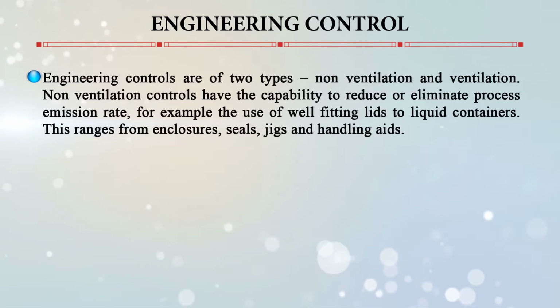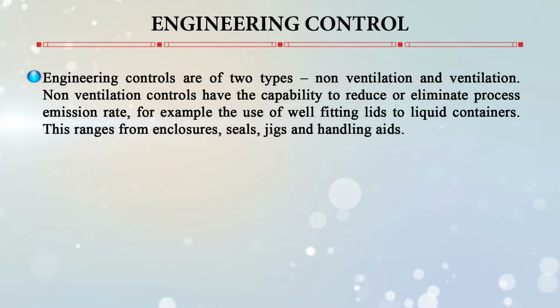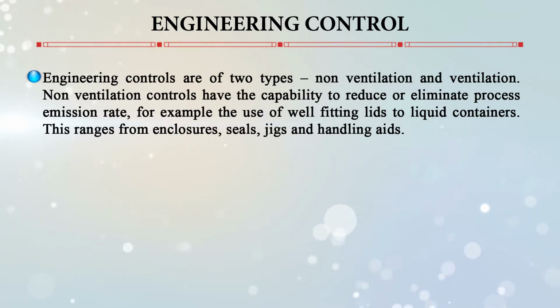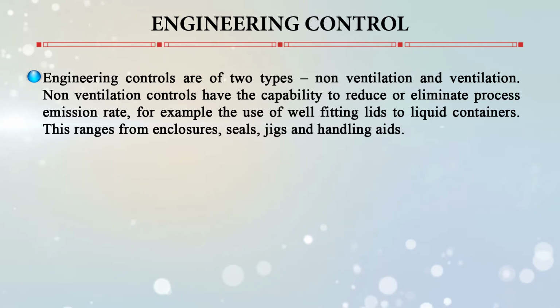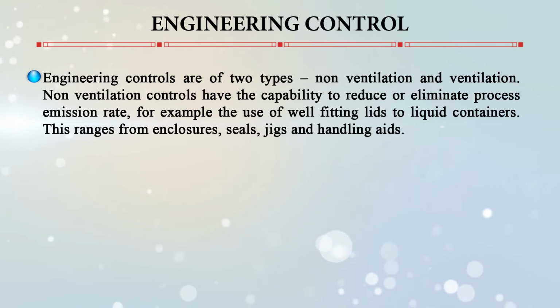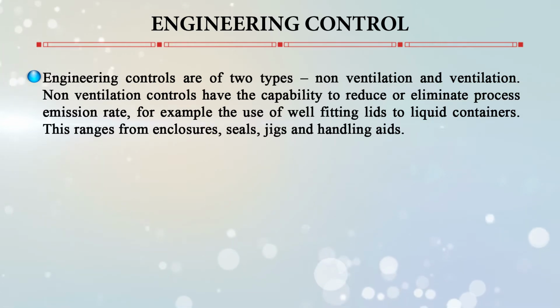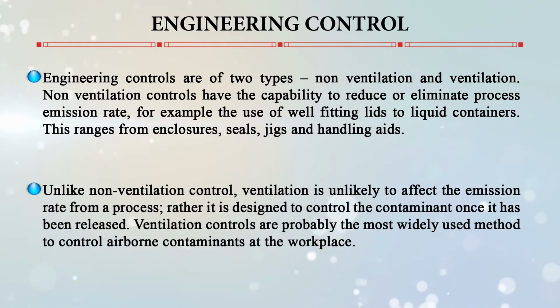Now, engineering controls are of two types. You have the non-ventilation and the ventilation. Non-ventilation controls have the capacity to reduce or eliminate the process emission rate, for example the use of well-fitting lids on liquid containers. This can range from enclosures, seals, jigs and also handling aids. Unlike non-ventilation controls, ventilation is unlikely to affect the emission rate from a process. Rather, it is designed to control the contaminant once it has been released. Ventilation controls are probably the most widely used method to control airborne contaminants at the workplace.